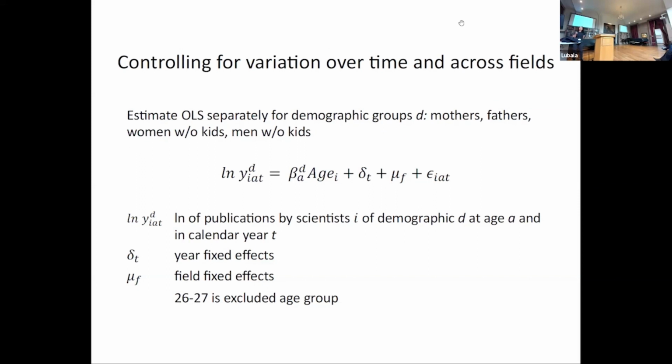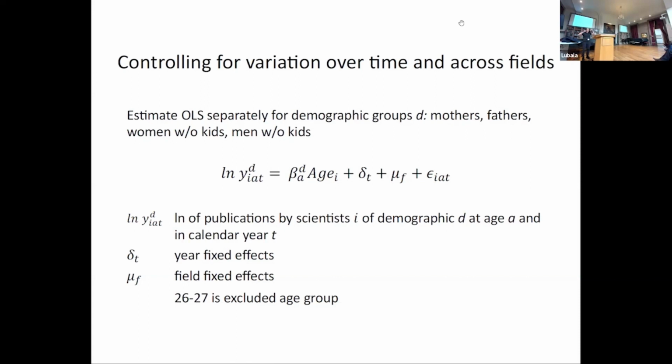We're going to estimate OLS separately for demographic groups: mothers, fathers, women without kids, and men. Yes, this is why I told you about the citation data before. And then we put in year fixed effects because stuff happens over time. And we put in field fixed effects because some fields just publish more than others.